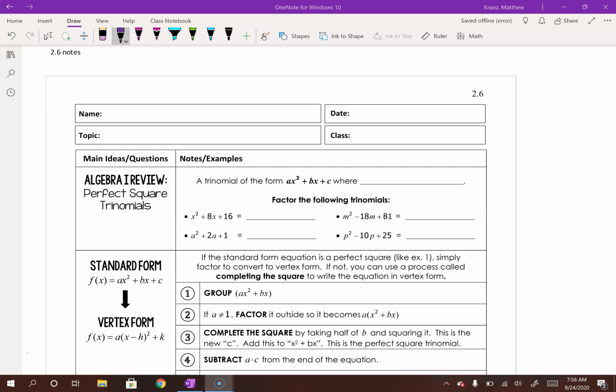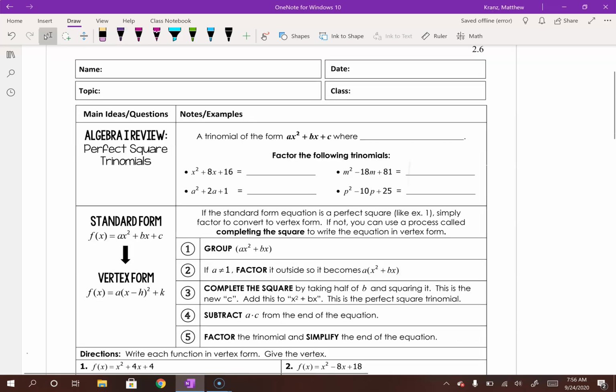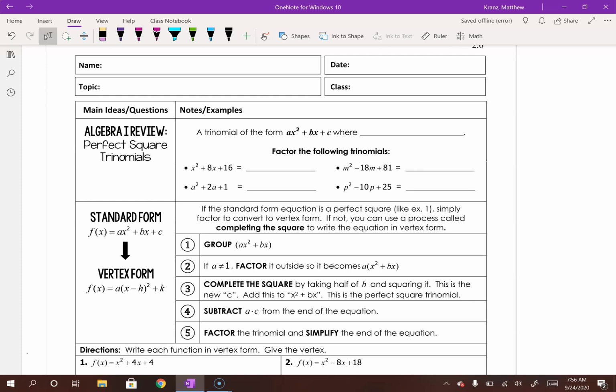Alright, so we're going to start looking at the standard form and vertex form again of parabolas. So let's just talk about a little bit of algebra review first. We're going to look at perfect square trinomials. So a trinomial of the form ax squared plus bx plus c, where the b term divided by 2 squared is going to equal a times c.